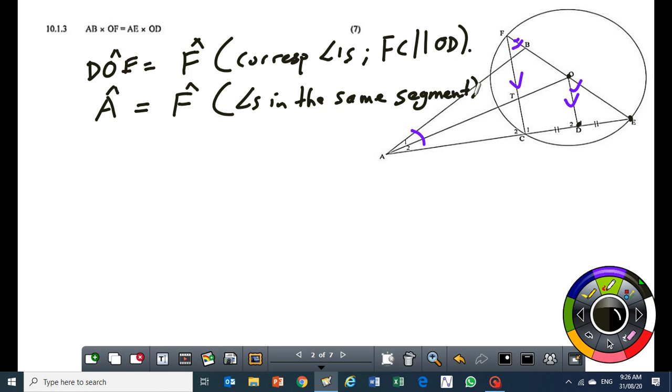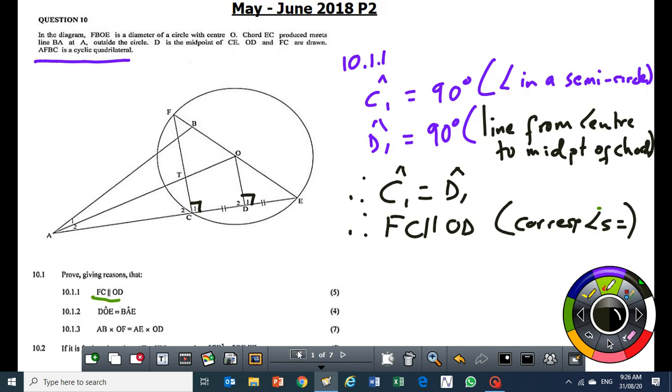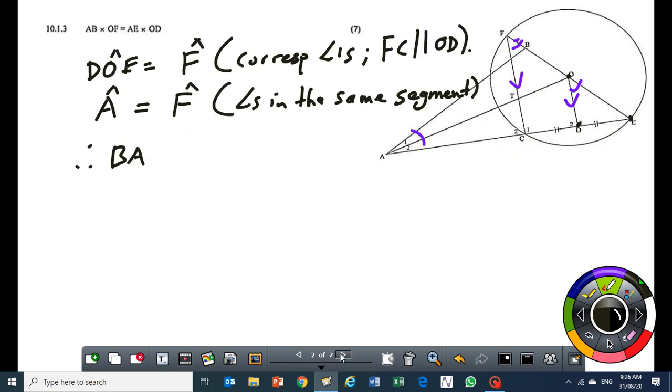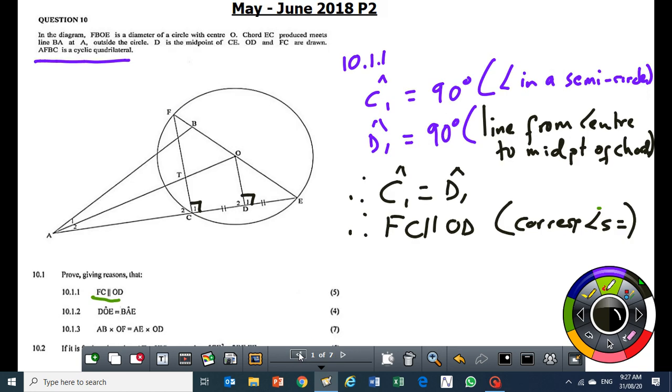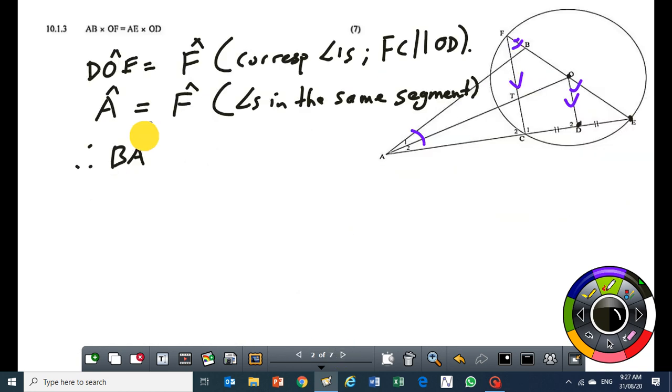Now, once you have got two statements like this and there is a common angle, you can then say therefore. Therefore, angle DOE, let me write it as ABE. Okay, BAE rather. This is BAE. Sorry, I wrote this in the wrong place. Okay, that's DOE equals BAE equal to DO. All right.